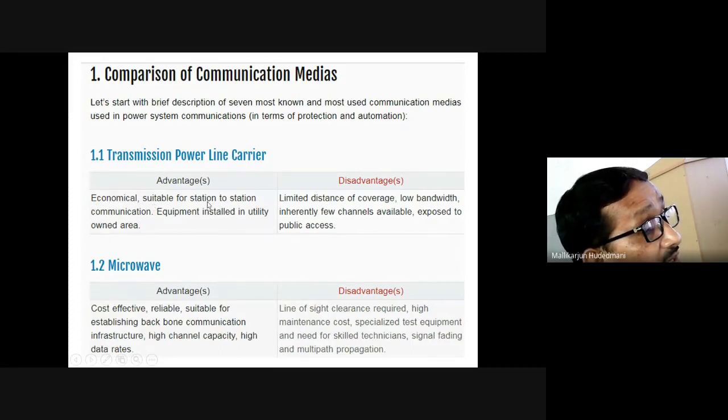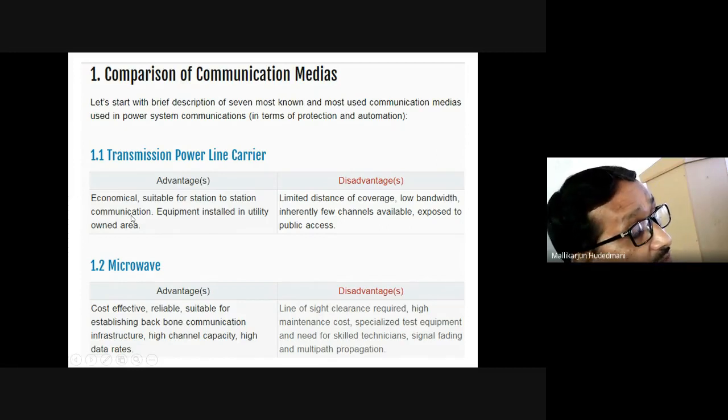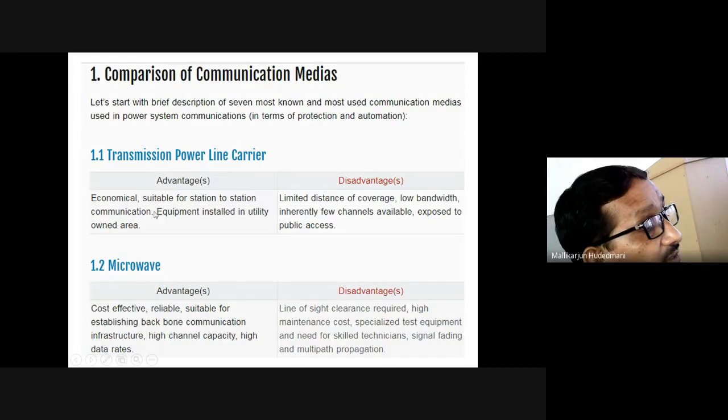It is suitable for station to station communication only. This is one of the scopes where it is applicable: the opening and closing of the transmission line, end to end. When you want to communicate with the device, PLCC becomes a suitable mechanism to communicate. So it is station to station communication, and the equipment is installed in a utility-owned area.